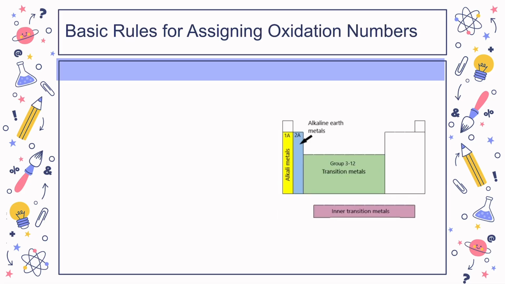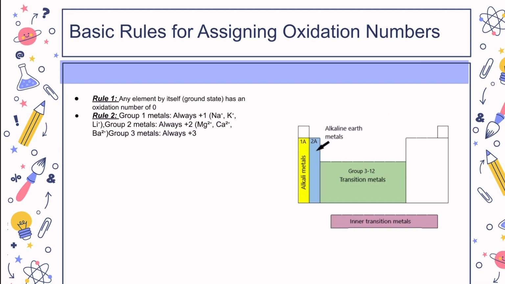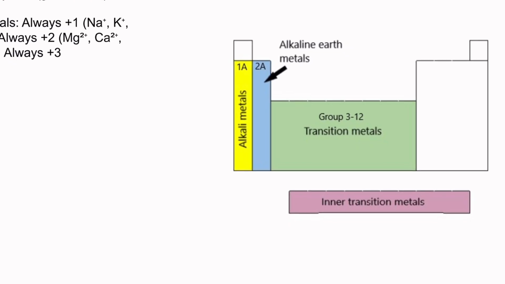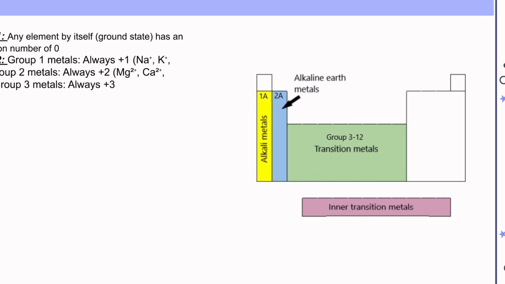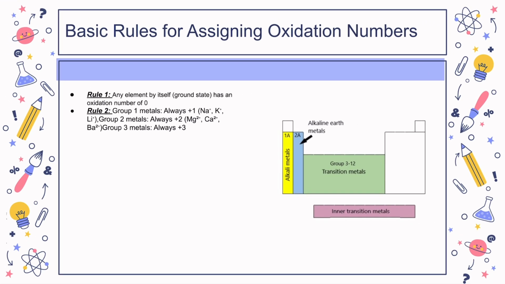So there are some rules for assigning oxidation numbers, and there's a lot at first, but if we follow these rules and repeat with practice, they will come like second nature. The first rule is that any element by itself, or in a ground state, that is unbonded with anything, has an oxidation number of 0. The second rule is that any metals in group 1 always have an oxidation number of +1. So that's in 1A over here. Any metals in group 2, or 2A, have an oxidation number of +2. And then any metals in group 3 have an oxidation number of +3.